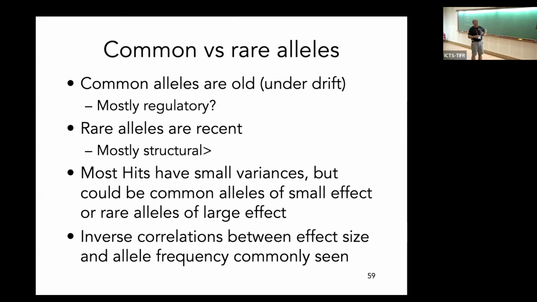Rare alleles are more recent. I mean, there are exceptions, but the idea is that if you're a rare allele, you either have just arisen, and if you're deleterious, you're not going anywhere, so you're not going to spread much. And a lot of these could be mostly structural.